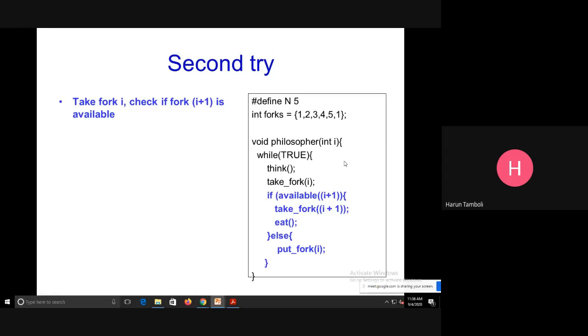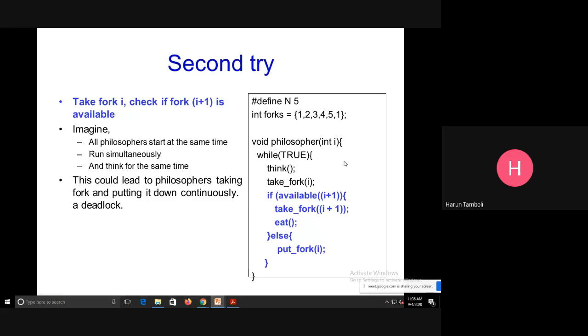in which when any philosopher is accessing their left chopstick, it will first check the availability. In the if condition, it will check if it is available. If it is available, then only it is going to take it. Otherwise, it will put down his right chopstick also. If it is available, then he is going to take it and perform the function eat. If the left chopstick is not available, then he also puts down the right chopstick.